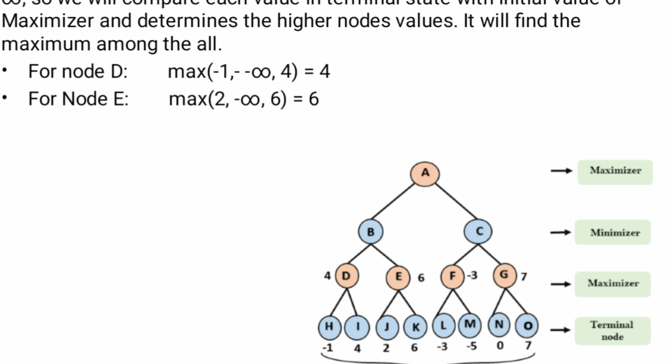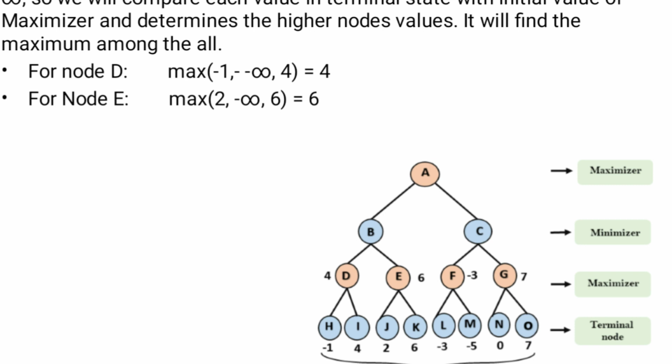Similarly, for node G, its children are N and O. The static evaluation value of N is 0 and O is 7. Out of these, the max value is 7. In this way, the evaluation values of nodes D, E, F, G are estimated based on the static evaluation values of their children.